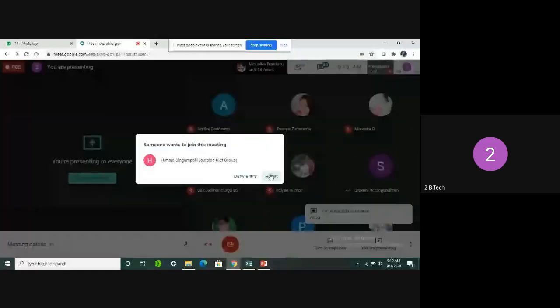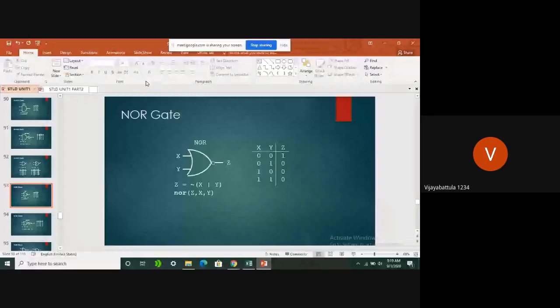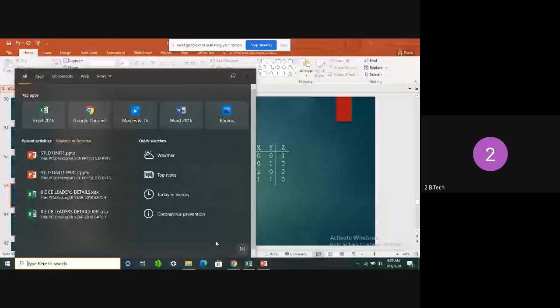So shall we go for the next topic? Yes, sir. Another special purpose logic gate is the NOR gate. The NOR gate is nothing but a NOT OR gate, an OR gate attached with a NOT. So the output of the OR gate is inverted. See here how the symbol is represented. This bubble is indicating an inverter. We already know this gate is an OR gate, and for this OR gate the output is inverted.